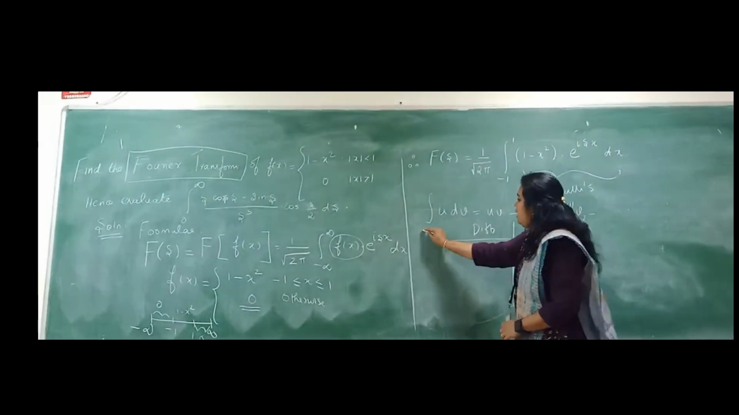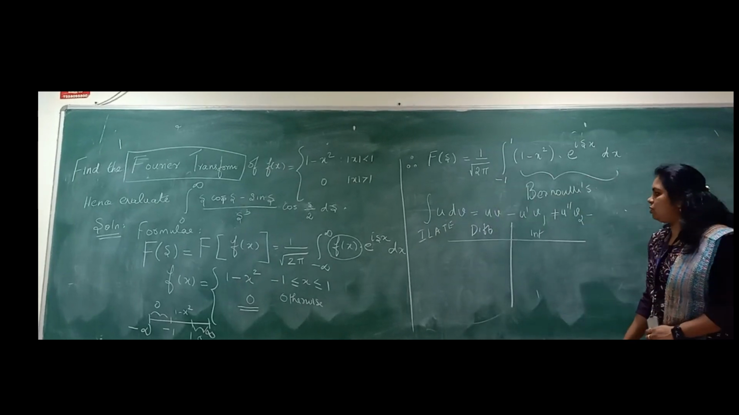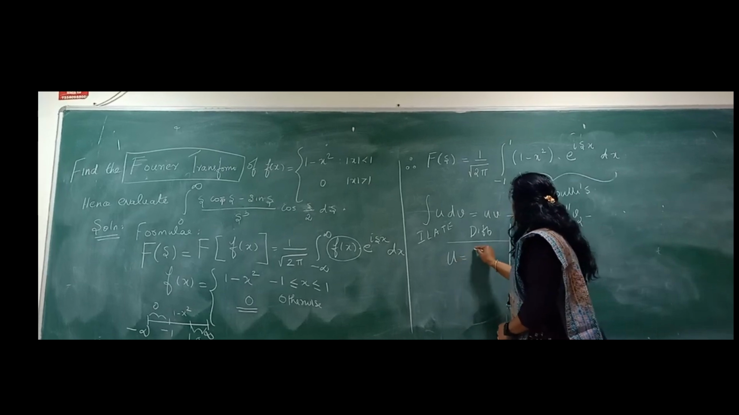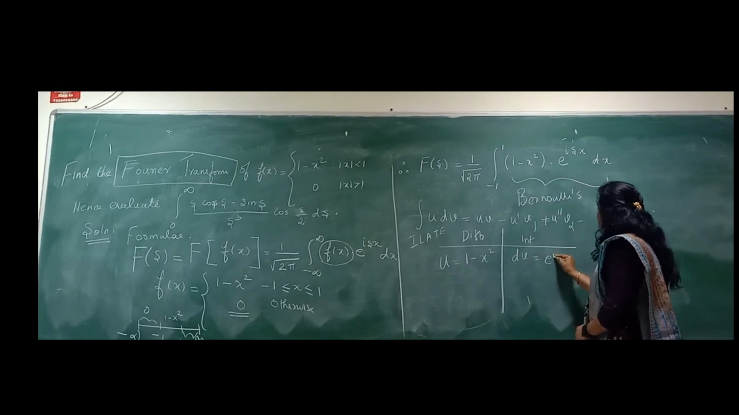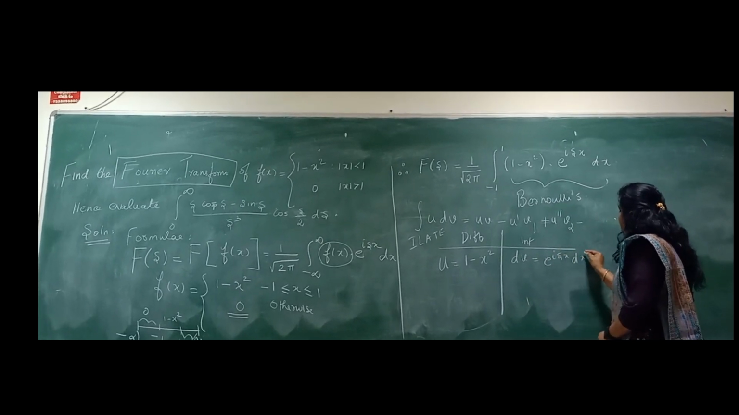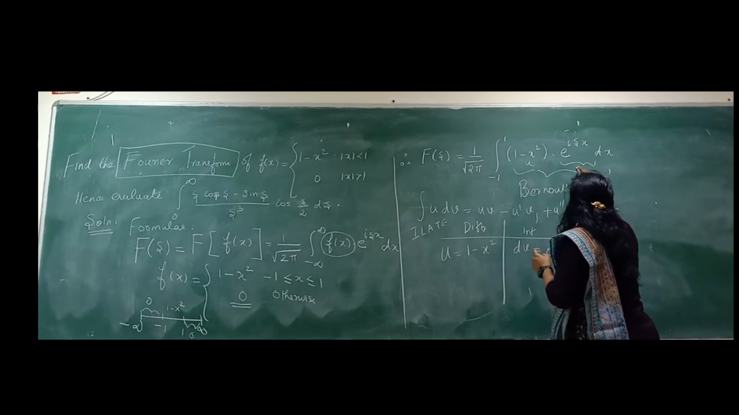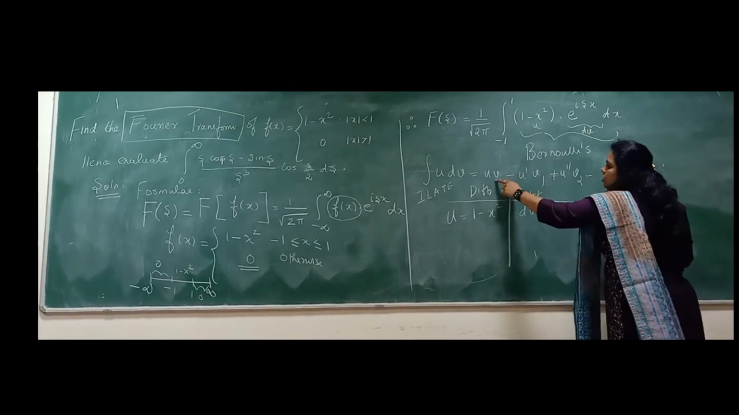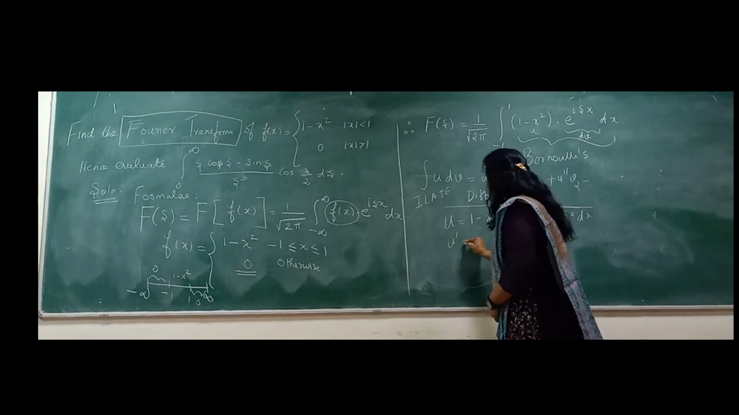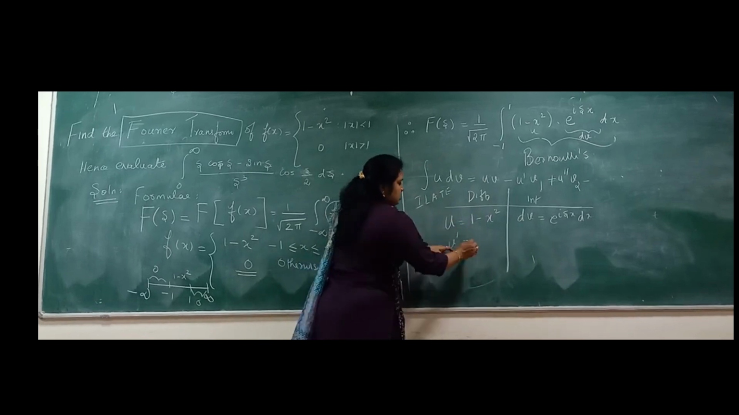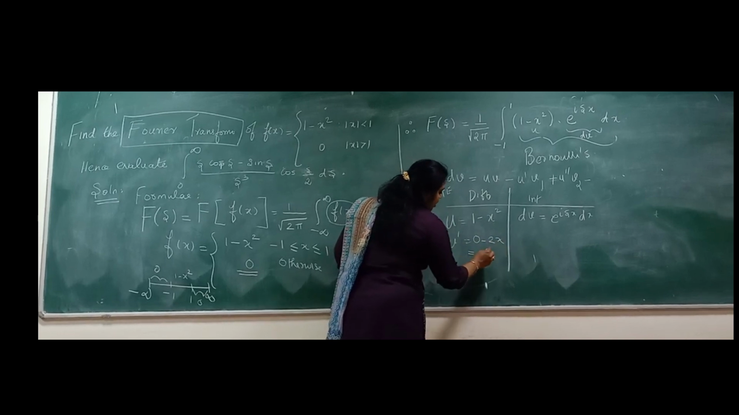All of you know the ILATE rule. Accordingly, you have to take your differentiation and integration. So u is 1 minus x square, and dv is e to the power i s x dx, because this is u and this is dv. That is how you can expand your Bernoulli. Now here it will be differentiation. So u dash is what? The differentiation of 1 is 0, and the differentiation of x square is 2x, so your answer is minus 2x.